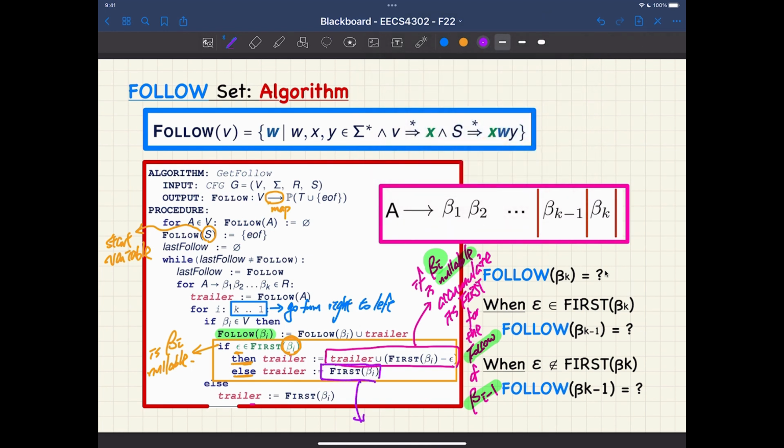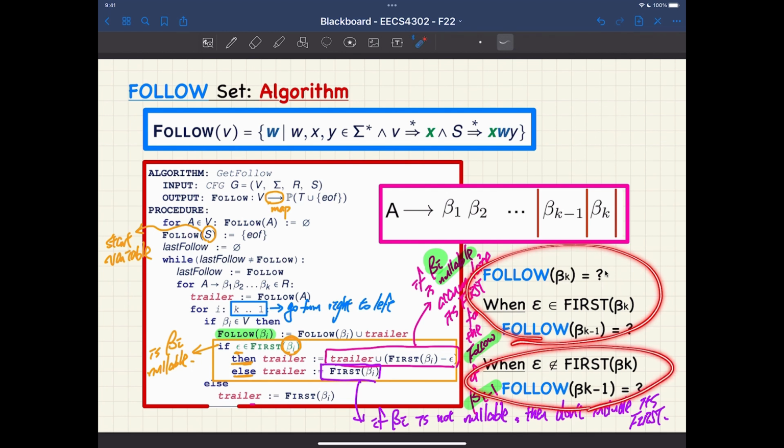Okay, for this one here, if beta I is not nullable, then don't include its first. Okay, that's some remark. You can actually look at them maybe later after we have done the example. Okay, and we're going to do two exercises together, but I'm just writing the question over here.